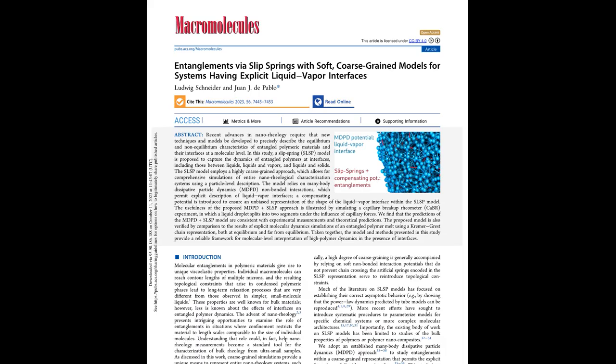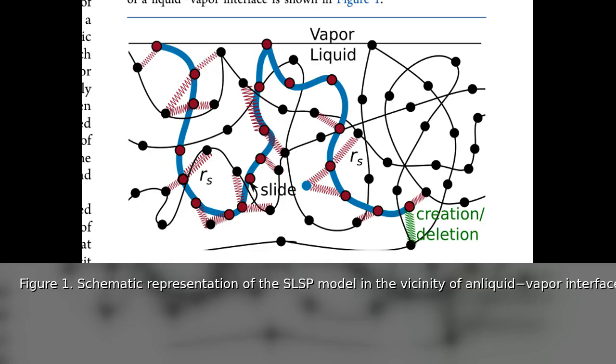Additionally, the work applies these models to study the dynamics of filament breakup between plates, a process relevant to rheological measurements. Figure 1 provides a schematic view of the SLSP model near a liquid-vapor interface, integrating the many-body dissipative particle dynamics (MDPD) non-bonded interactions. In the diagram, polymer chains are illustrated with color differentiation, where the blue chain is connected to neighboring black chains via slip springs. These slip springs represent topological constraints that simulate entanglements by linking different chains dynamically.